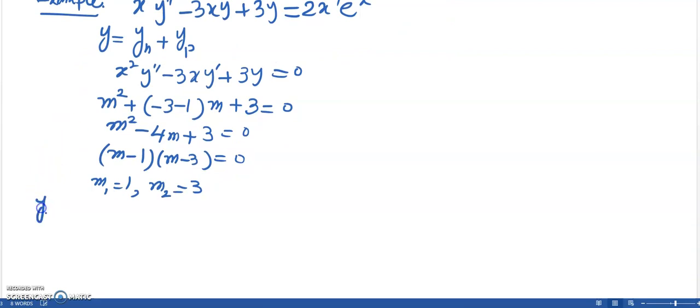So the homogeneous solution will be c1 e to the power x plus c2 e to the power 3x. It's not e, I'm making a mistake. Since this is an Euler-Cauchy equation, it should be c1 x plus c2 x cubed. Yes, so this is the homogeneous part solution.